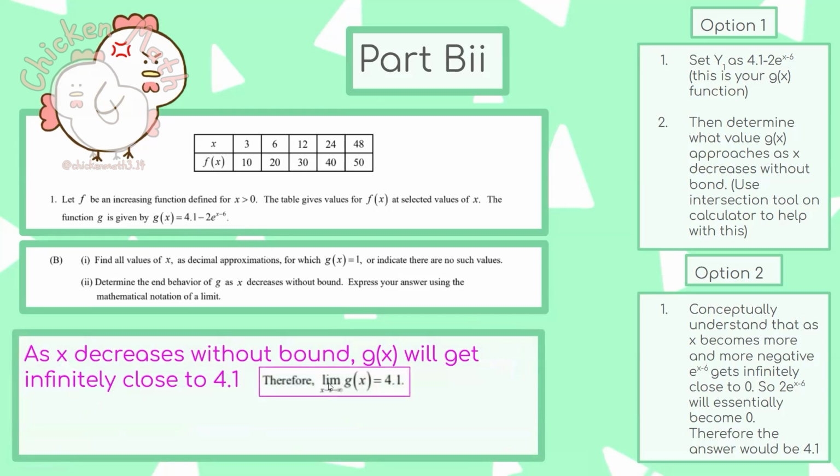And your answer to this question will be the limit as x approaches negative infinity of g of x is equal to 4.1. And to get full points, you want to make sure that you're writing out the statement as x decreases without bound, g of x will get infinitely close to 4.1, as well as including the actual limit notation.